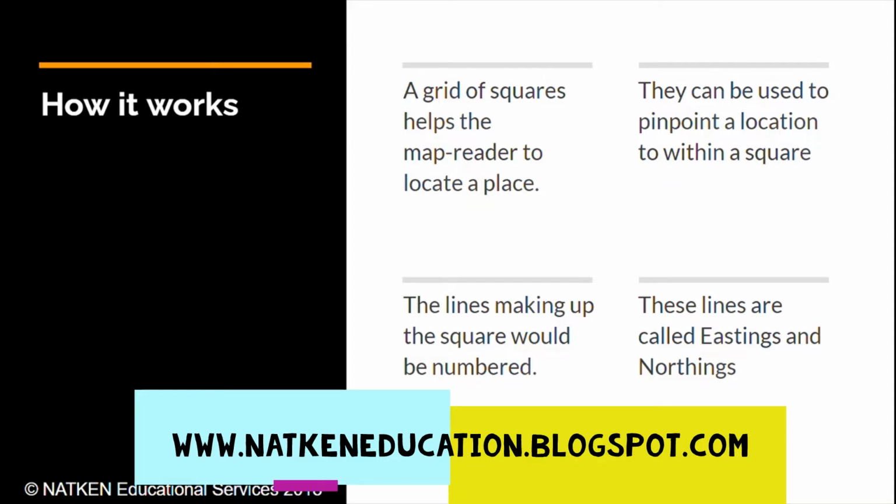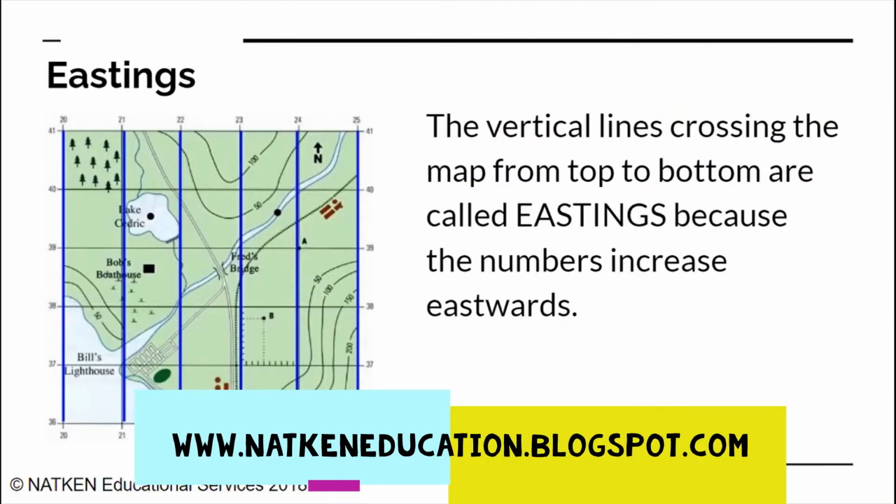Alright, so it's a grid of squares that helps the map reader to locate a place. They can pinpoint a particular location within a square. And these grid lines, which I'm going to show you shortly, make up the square and each one would have a number. They are called easting lines and northing lines. So let's have a look at them.